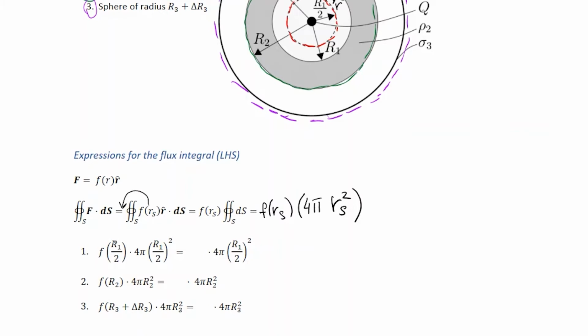So the first surface has rs equal to r1 over 2. It's this one. This is r2, this one. And the third surface is r3 plus delta r3. Now you will notice that here I wrote r3 instead of r3 plus delta r3. This is because this part is for evaluating the surface area of the sphere, and this surface area doesn't really care if this is just outside the cylinder or it's right here. So for this part of the calculation, r3 is fine. You don't need to add delta r3.